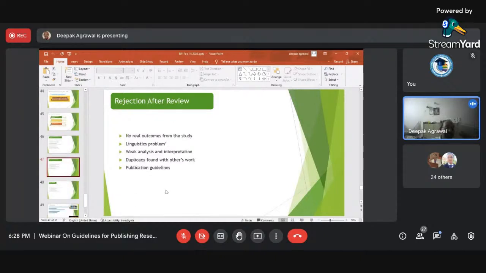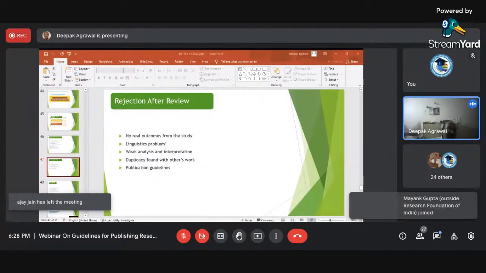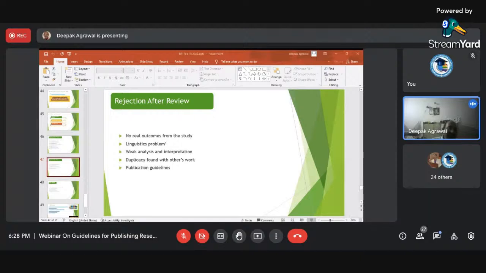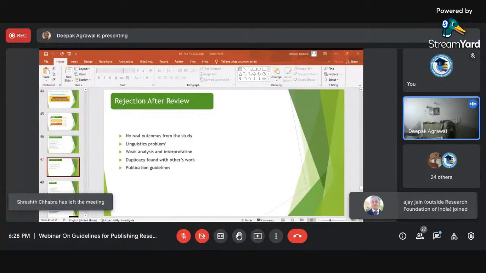Those were rejections before review. Now, once it has been sent to the review committee, there may be a few reasons again. No real outcome from the study. Your paper is not found to fulfill the norms of the committee. It may be the reason. Again, don't hesitate. Either you can revise your paper and submit, or you can rework it and try to submit to another journal which can fulfill the criteria for which you have written the paper.